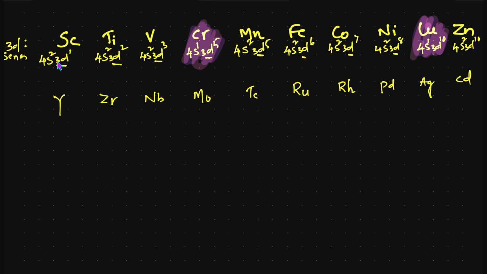If you check the electron configuration of yttrium, it is like scandium's, but you have to add one to these numbers. So yttrium should be 5s2 4d1. Zirconium is 5s2 4d2. Niobium again has an exceptional configuration, 5s1 4d4.